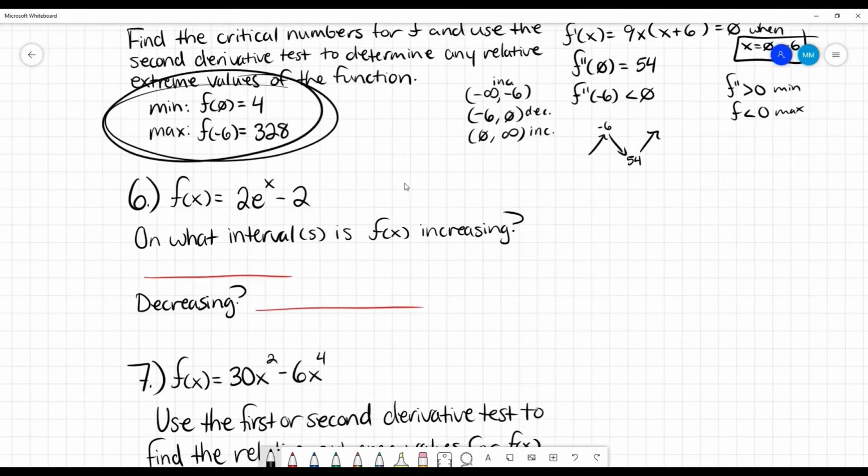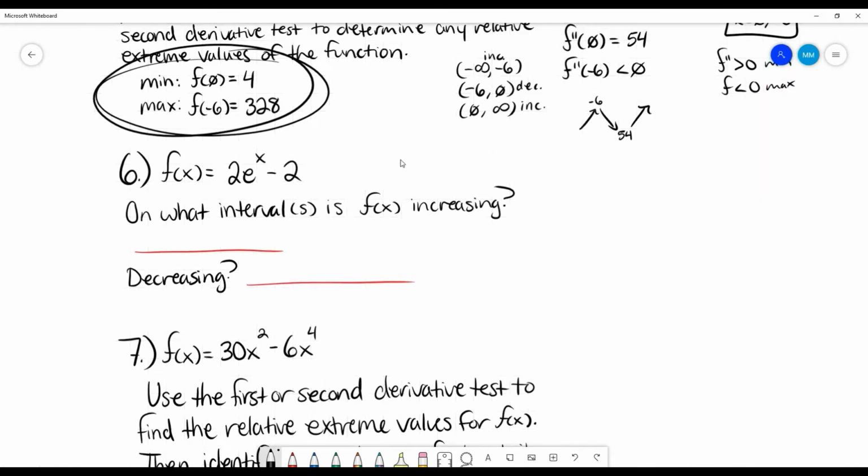Let's try number 6 now. We're given this function, and we just want to know on what intervals is the function increasing and on what intervals is it decreasing. Okay. All we need for this is our first derivative. We could use the second derivative to see if there's any maximums or minimums, but we'll just use the first derivative for this one. And the derivative of e to the x is just e to the x. And this is a constant coefficient, so it stays that way. And this is a constant, so it disappears. Okay, so this is our derivative.